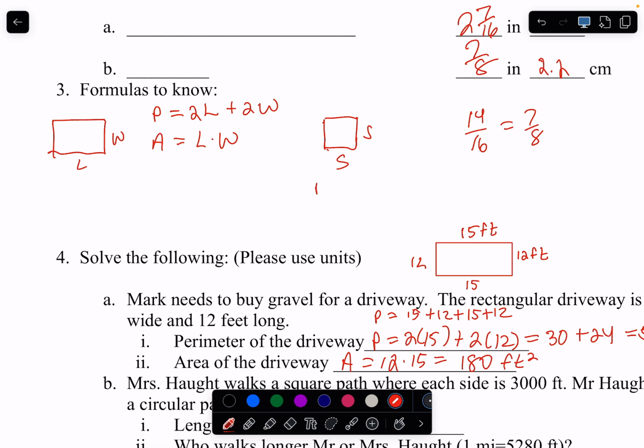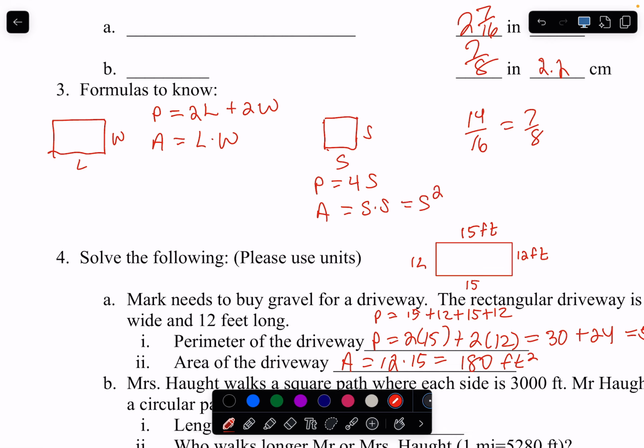So this time the perimeter would be 4 of those sides added together. So 4 times the side will work, or you can do side plus side plus side plus side. That works too. And then the area, the length and the width, would be side times side. You can write it like that, or you can do side squared.